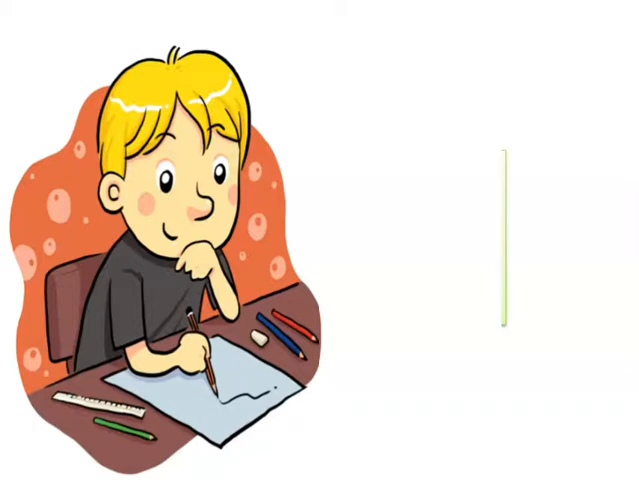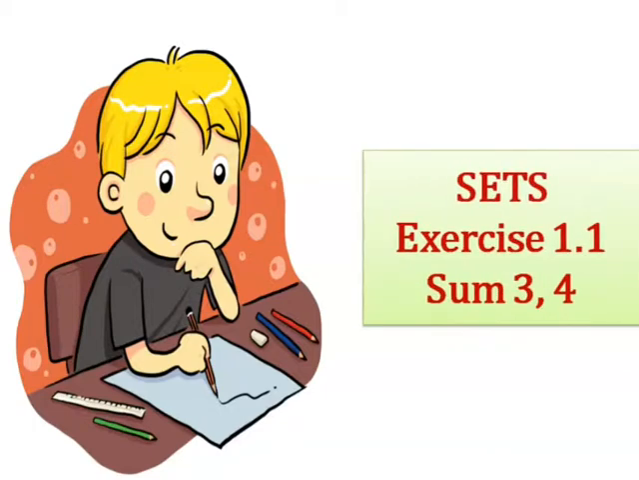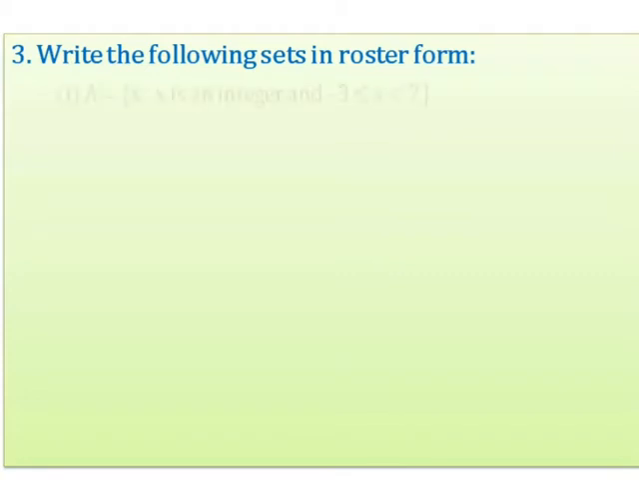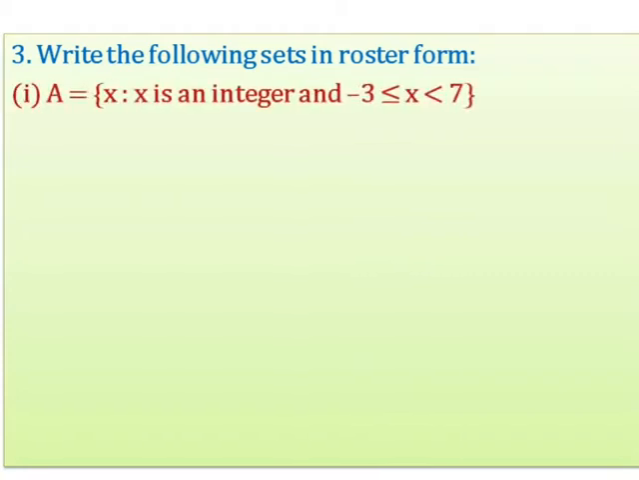Hi everyone, today we are going to discuss the problems from exercise 1.1, sums number 3 and 4. The third problem is: write the following sets in the roster form. The first subdivision is set A is equal to the set of all x such that x is an integer and minus 3 less than or equal to x less than 7. So the integer x is from minus 3 to 7.